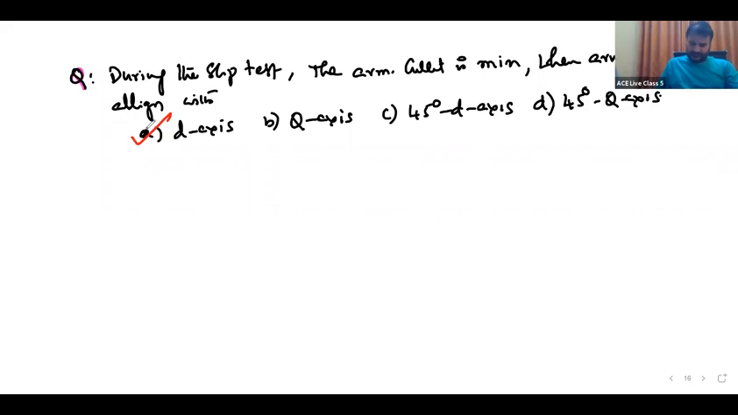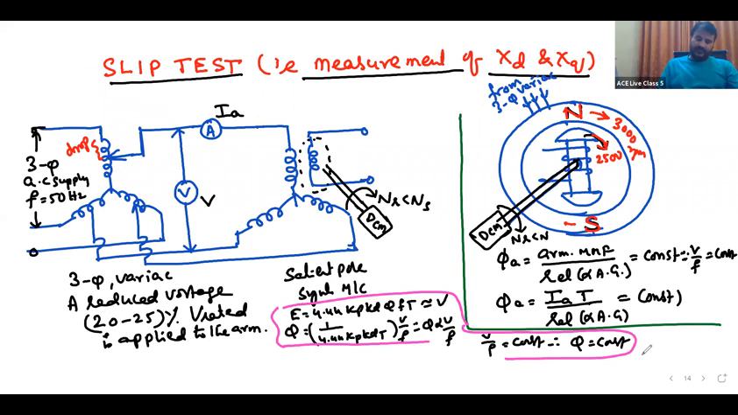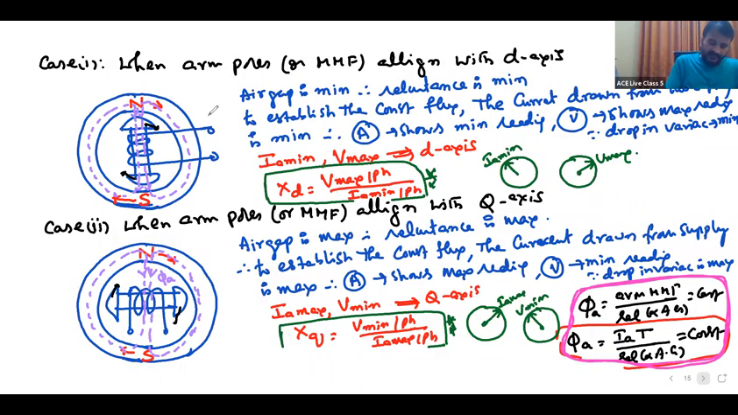Similarly, while we are conducting the slip test, there will be an EMF induced in the field winding. An EMF will be induced in the open field winding, correct? Here we simply leave this field winding open circuit, but there is relative motion between this and this. Will an EMF be induced here or not? Definitely an EMF will be induced in the field winding.